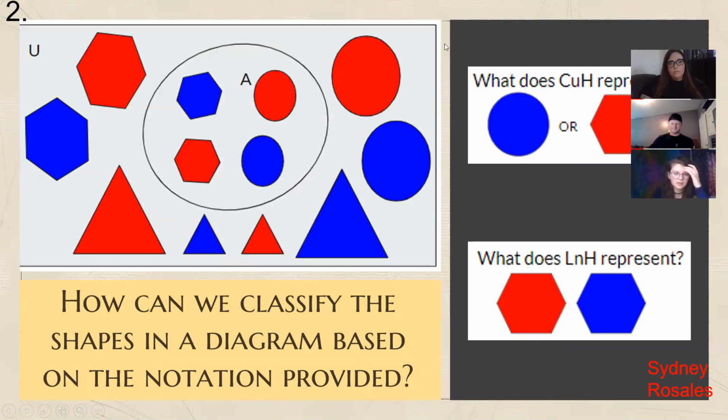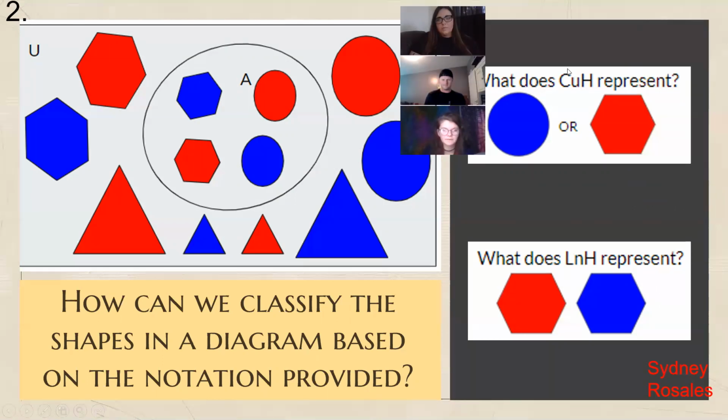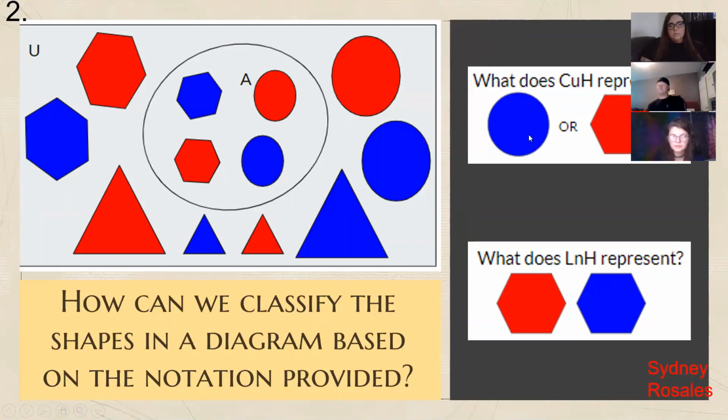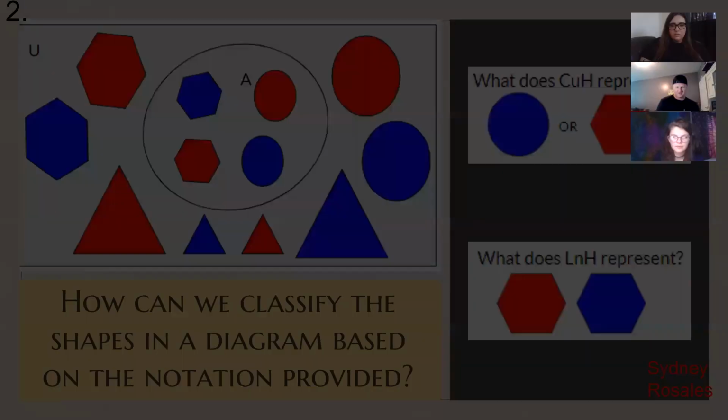We can use exactly what Danielle is talking about with unions and intersections. So for C union H, that would mean that we would either have circles or hexagons, but then for L intersection H, we would have hexagons, red hexagons or blue hexagons. It's pretty neat that you can use shapes instead of letters, and colors.